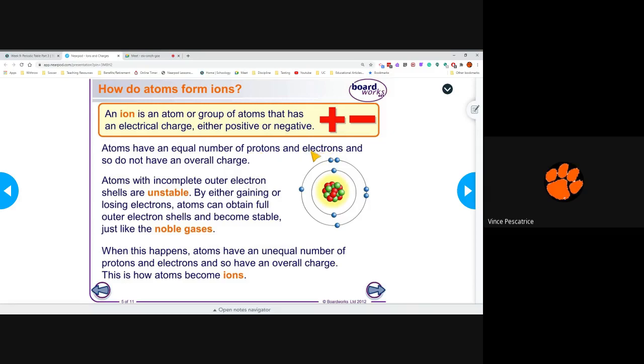We're going to learn today that these atoms swap electrons back and forth in order to form bonds. Atoms with incomplete shells are unstable. They want to become like the noble gases, which is the far right column on the periodic table. They want to become like them and have a full valence shell. So when this happens, they trade electrons back and forth, either by sharing them or taking them, and those form ions.